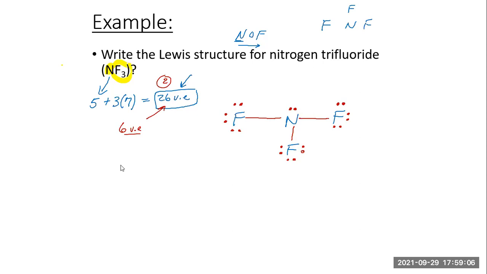The last thing that I want to do is to make sure that everybody has 8 electrons. So if we look at the fluorine, 2, 4, 6, and 8. Every fluorine is exactly the same, 2, 4, 6, and 8. When we look at the nitrogen, we have 2, 4, 6, and 8. Every single one there has 8 electrons. We have placed 26 electrons on this picture. This would be the correct Lewis structure. Any question on those steps?